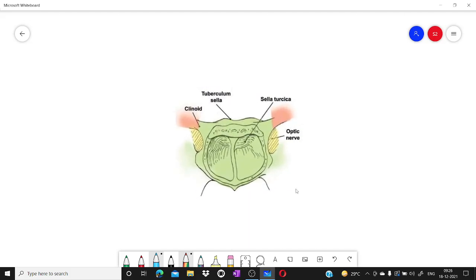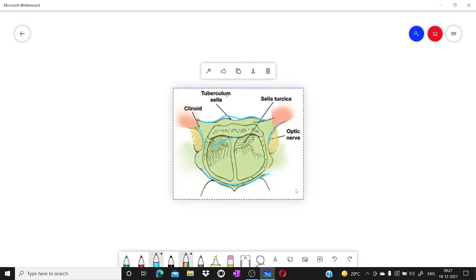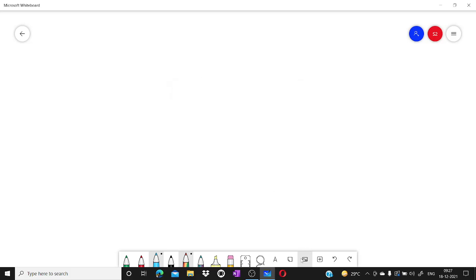So here you can see the diaphragma sellae clearly. This green structure is the diaphragma sellae. Anteriorly, it is attached to the tuberculum sellae, and posteriorly it is attached to the dorsum sellae, and laterally it is continuous with the dura mater of the middle cranial fossa. You can clearly see that it is forming the roof of the pituitary fossa. The next picture.